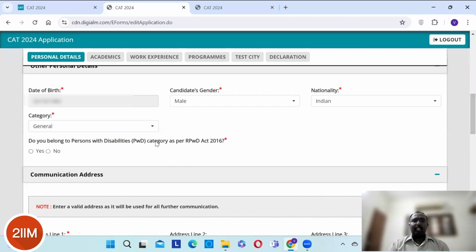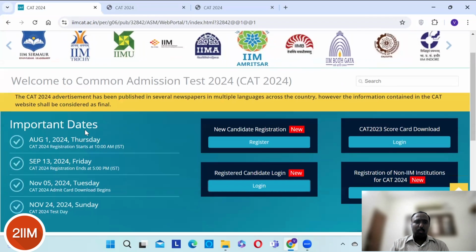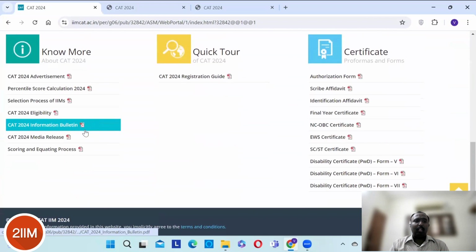And then, as I told you, have the PWD. PWD is basically the physically challenged category, for which you can go to the CAT IIM website. I'll share it also. There you will find a document known as the information bulletin, highlighted just below the eligibility and just above the media release. Here, they have clearly mentioned who all belong to the PWD category. Based on that, you can apply for PWD.